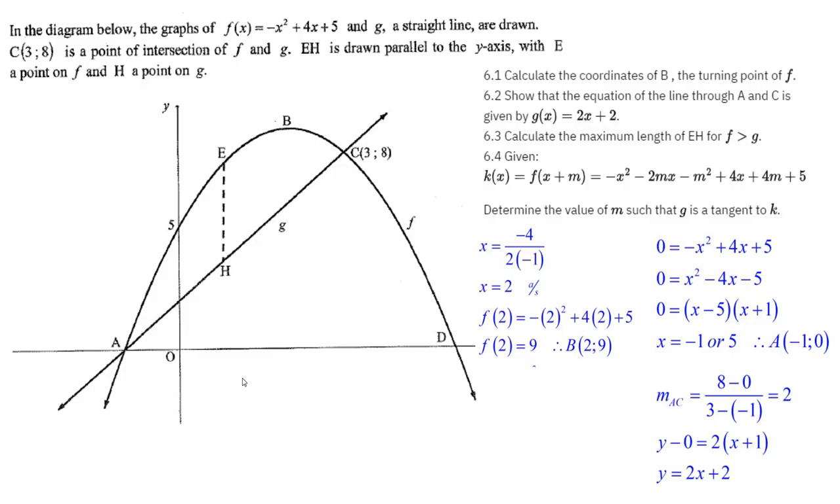Calculate the maximum length for f being greater than g. EH there, right above here. What's the maximum length? Well, that is f minus g. That gives you EH. That's the trick to it. So we take the parabola, we subtract the line, we get this new function.